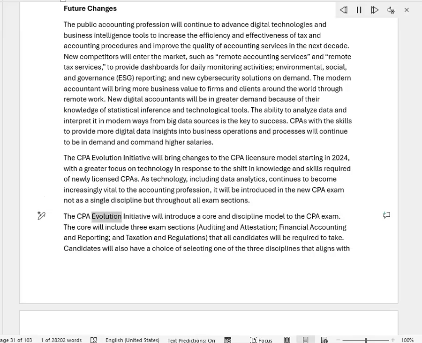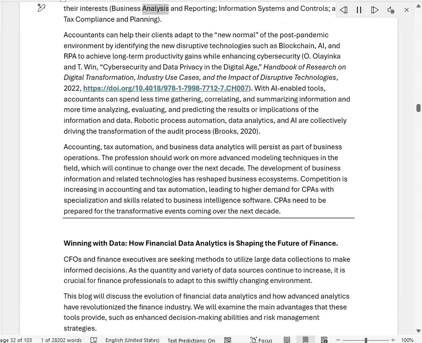The CPA Evolution Initiative will introduce a core and discipline model to the CPA exam. The core will include 3 exam sections: auditing and attestation, financial accounting and reporting, and taxation and regulations, that all candidates will be required to take. Candidates will also have a choice of selecting one of the 3 disciplines that aligns with their interests: business analysis and reporting, information systems and controls, and tax compliance and planning.